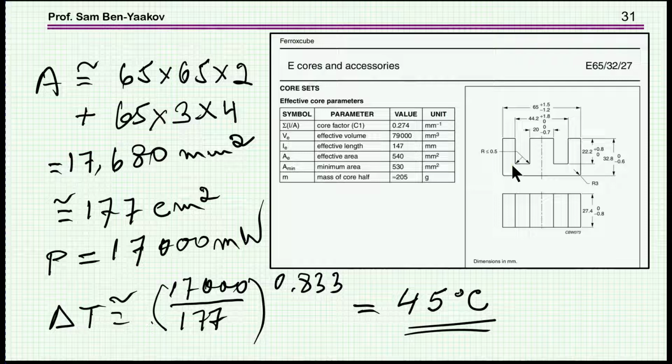So now, from the core geometry, I estimate very approximately the surface area. So I take this area here twice the E-core, twice, and then all the sides. And I come up with this area, and we have in milliwatts 17,000 milliwatt total power loss. And I come up with a delta T of 45 degrees centigrade, which is pretty good. Say if the ambient is 50 or 60, then we are in good shape.